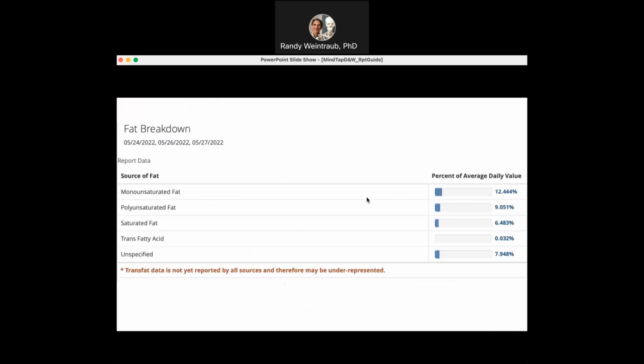And a little more of the detail. Here's a breakdown of the sources of fat. And again, these are my 3 days that I have the data in for here. I chose these because I think they were representative, typical of my current intake, and that was May 24th, 26th, and 27th. And you can see that breakdown there.